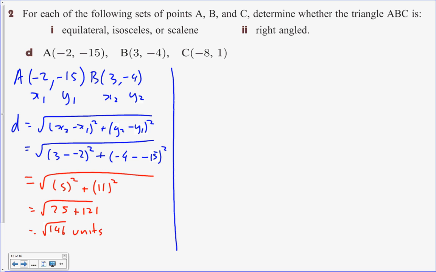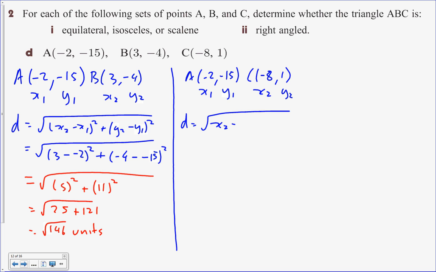Next I'm going to do A, which is -2, -15, B, which is 3, no, I'm not going to do B, I've already done A and B, let's do C, which is -8, 1, so x1, y1, x2, y2, so D equals square root x2 take x1 squared plus y2 take y1 squared. Hopefully by this stage you have not forgotten the distance formula.